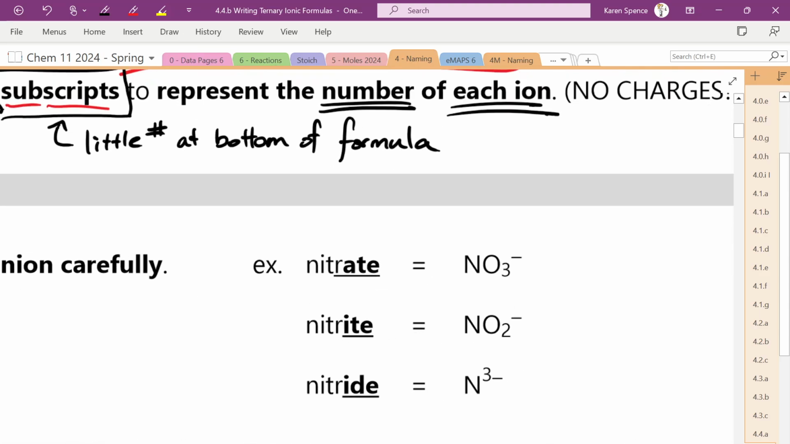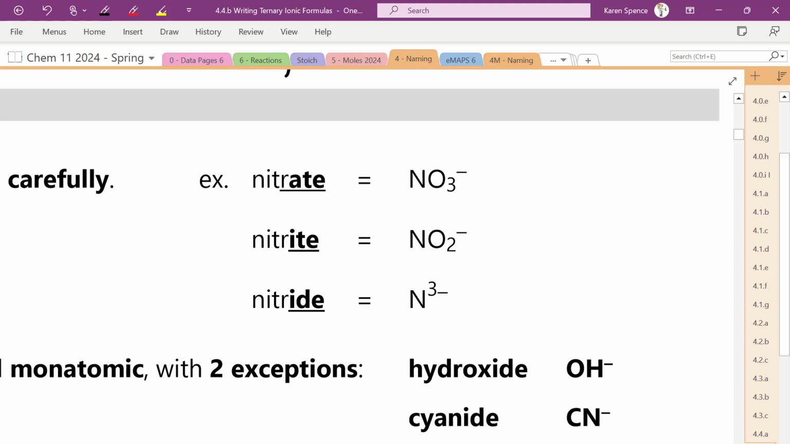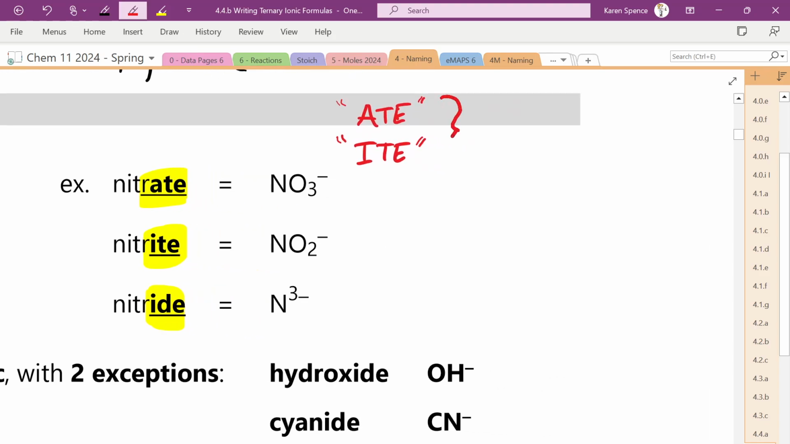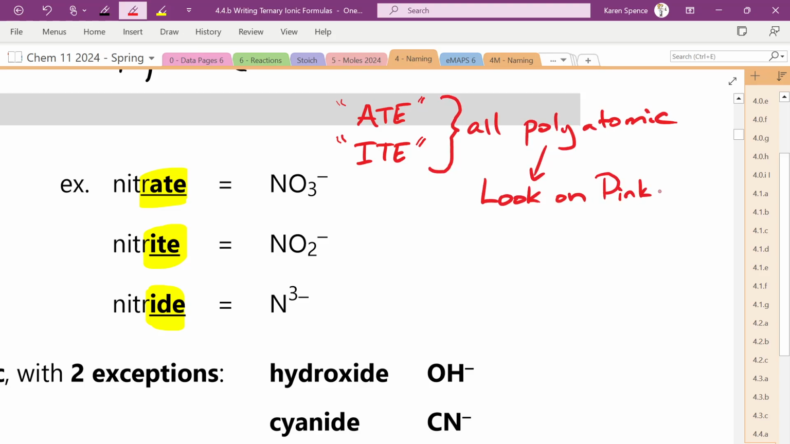Now, things to watch out for. You have to look at the end of the name of the anion. You're going to find that some things end in ate, some things end in ite, and some things end in ide. If you have ate or ite, those are all polyatomic. Where will you look for them? Pink sheet. And just in case you're wondering, the thing that's different about ate and ite ions is the number of oxygens.